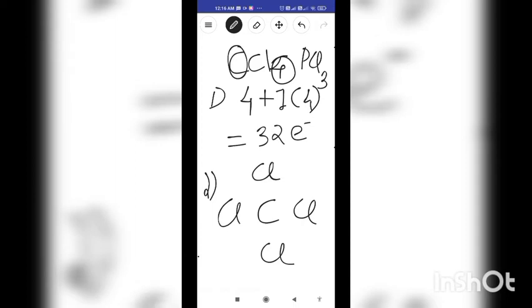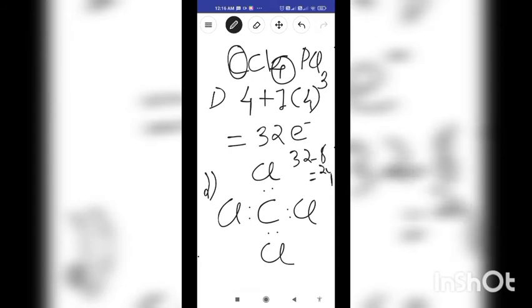These are outer atoms. And the next step is we have to draw the bonds, each bond representing 2 electrons. So we have to distribute 2 electrons for each atom, that is for chlorine 2, 2, 2, 2. So we have distributed 1, 2, 3, 4, 5, 6, 7, 8 electrons. So 32 minus 8, that is 24. Then we have to distribute these 24 electrons to the outer atoms.